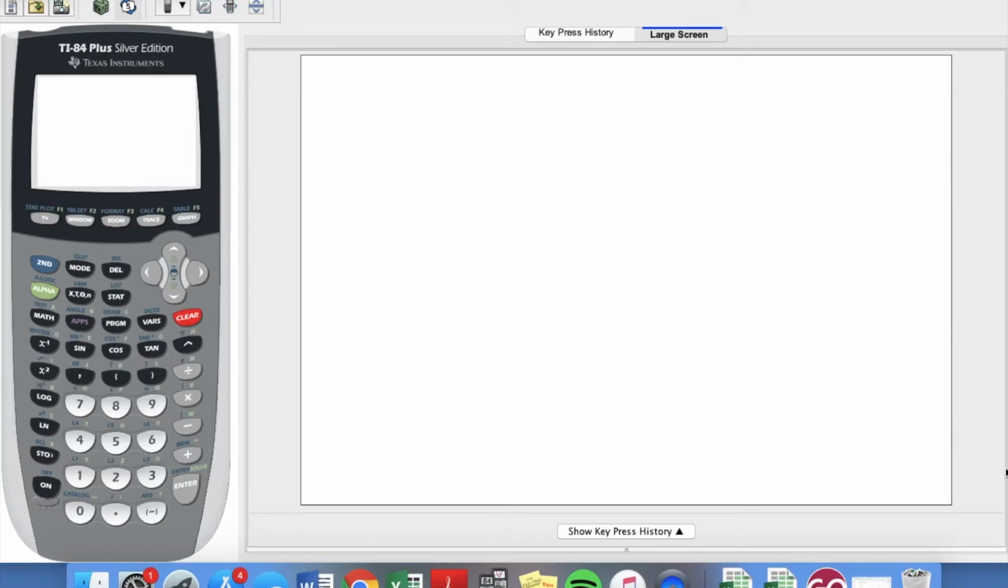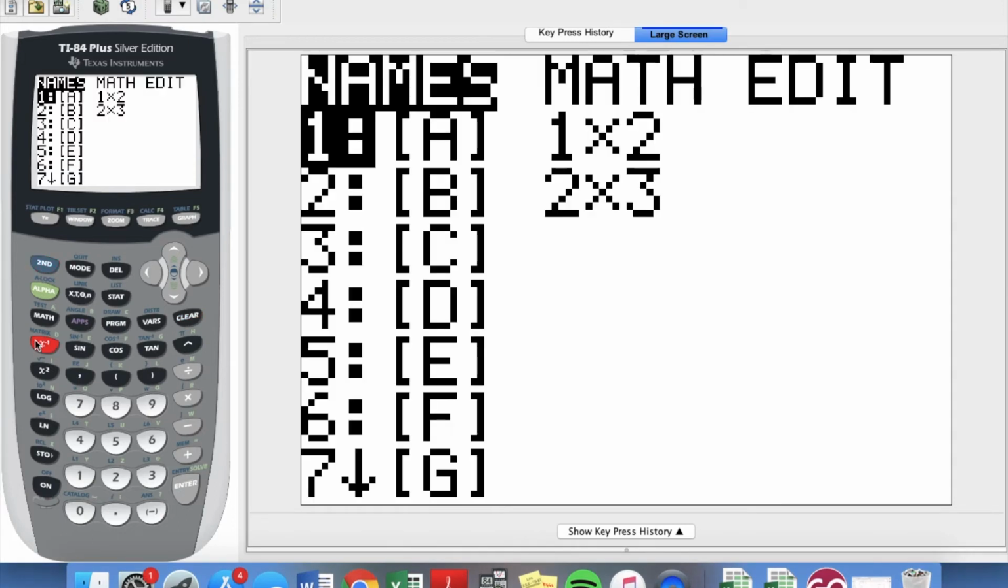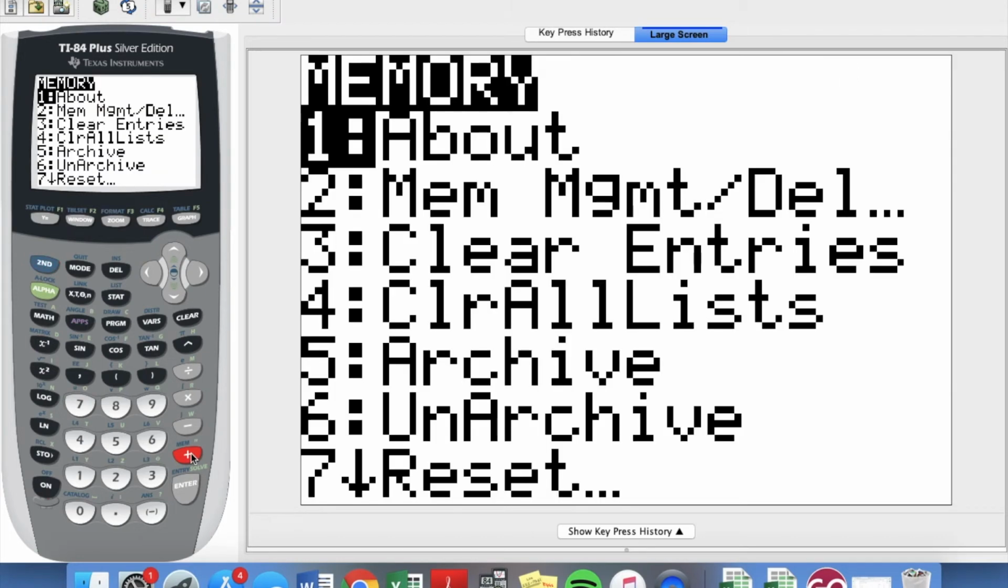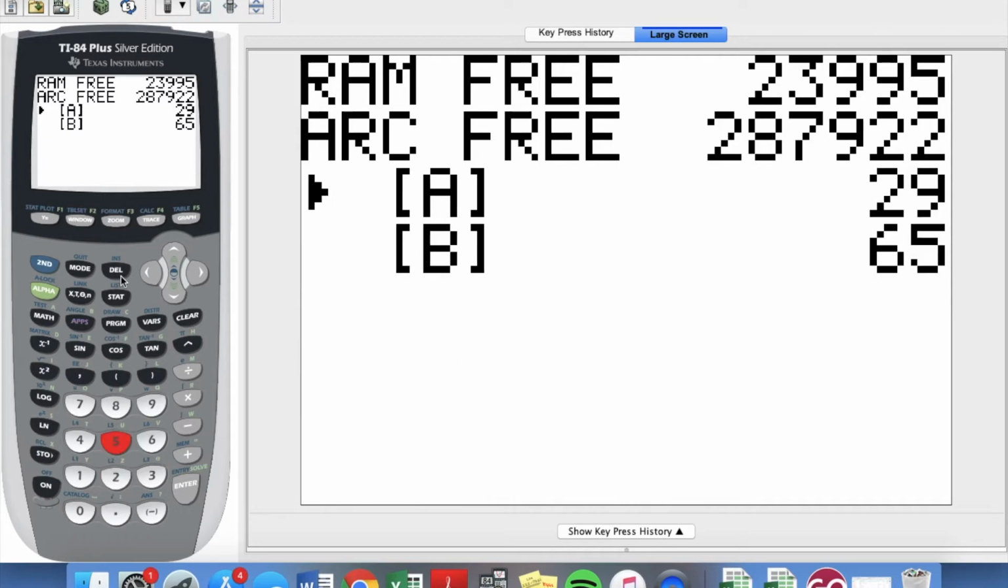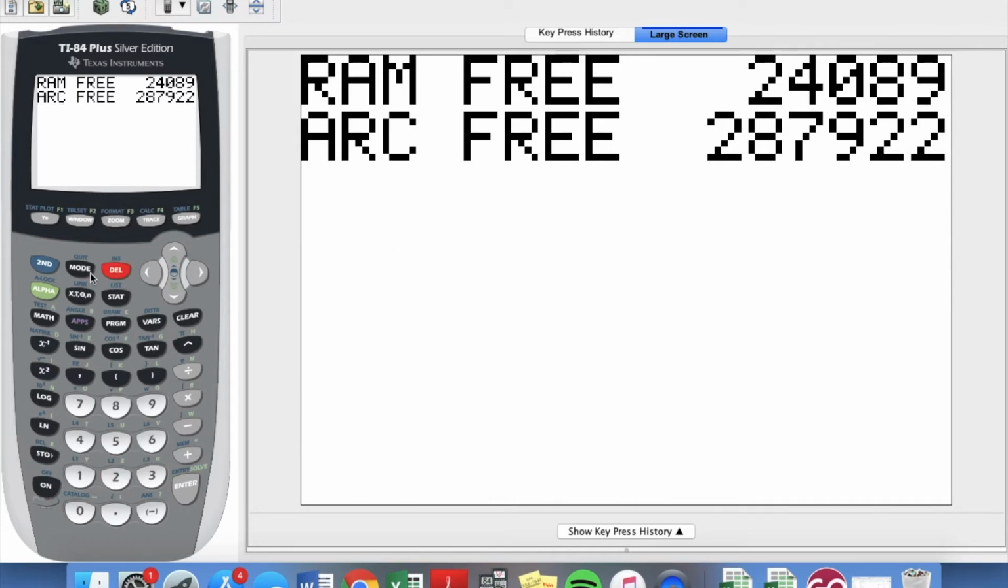Okay, so now I need to enter the matrix into my calculator. I'm going to hit second and then matrix. You can see that I still have these old matrices from the last video that I made in here, so I'm going to show you again how to delete those. It's second, and then memory, which is on the plus sign. Then we hit 2, and then we hit 5, and we hit delete, and then we quit out of there.